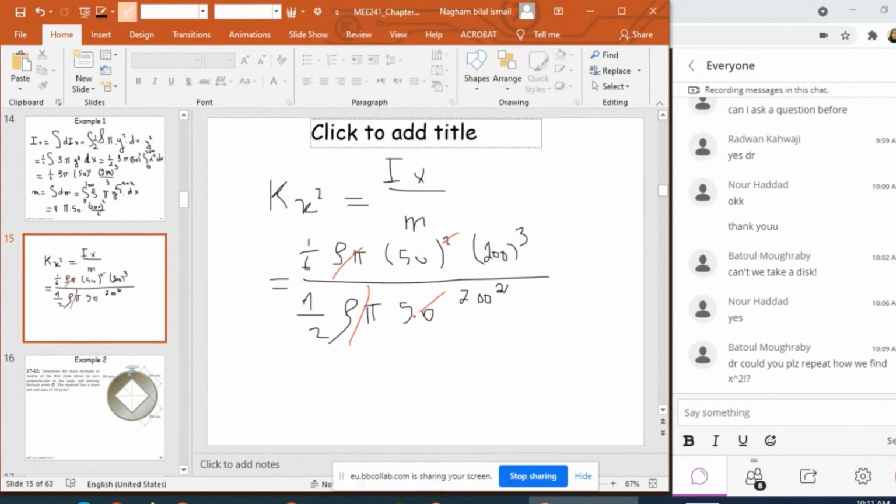So I still have 50 here and 200 here. And this means, guys, that kx squared will be equal to 1 over 3 times 50 times 200. And then you can find kx. I think I have the value. So kx is the square root of 50 times 200 over 3, which means it is 57.7 millimeters.